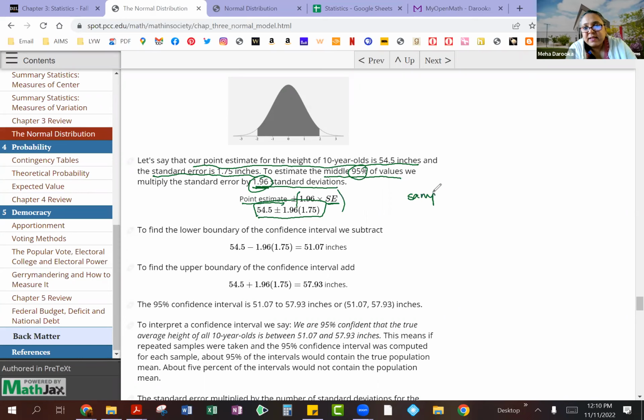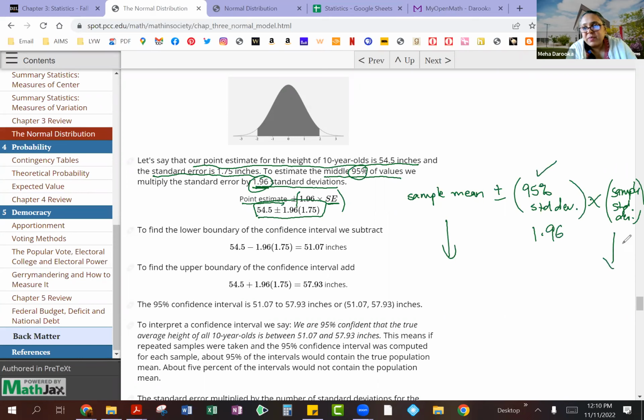So just to write it out, this would be sample mean plus or minus the 95% standard deviation multiplied with your sample standard deviation. This number will always be 1.96, and then these other numbers will keep changing based on what example you are looking at. So in this example, our sample mean was 54.5 inches.